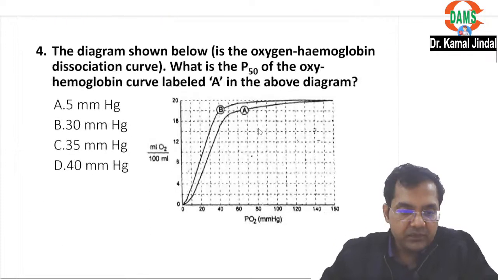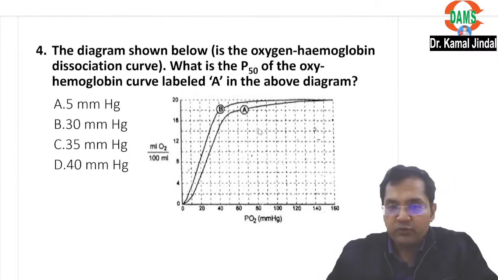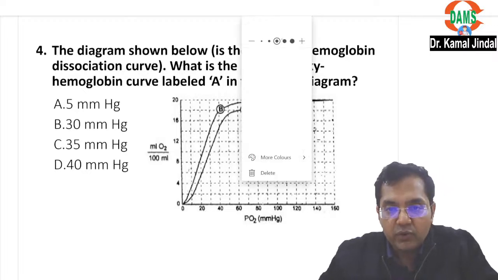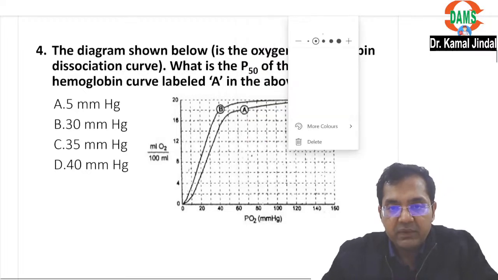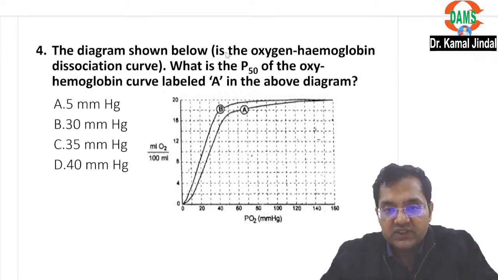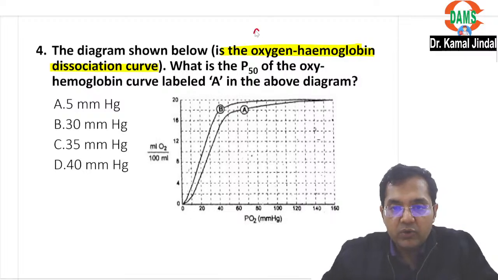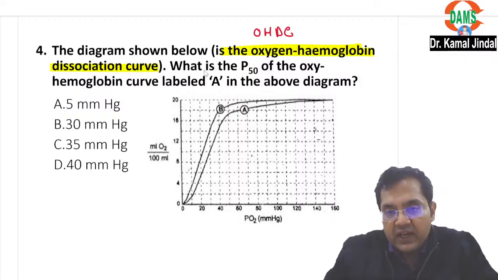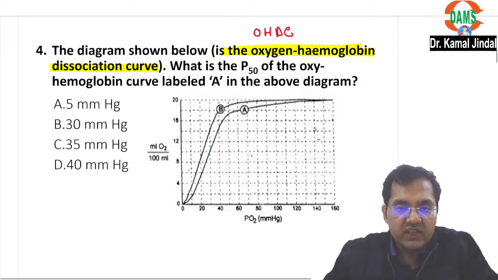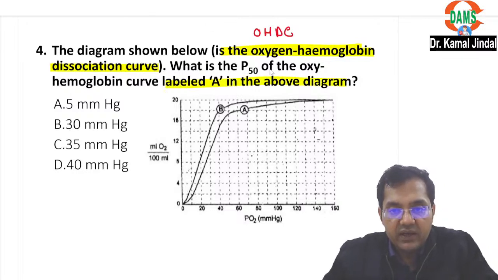Moving to question 4 and 5, the same figure I will use for both. Again, a must know topic from the first year exam angle. The oxygen hemoglobin dissociation curve will 100% come in your exam, right? The diagram given below shows the OHDC, oxygen hemoglobin dissociation curve, and what is the P50 of the oxyhemoglobin curve marked A in the above diagram?